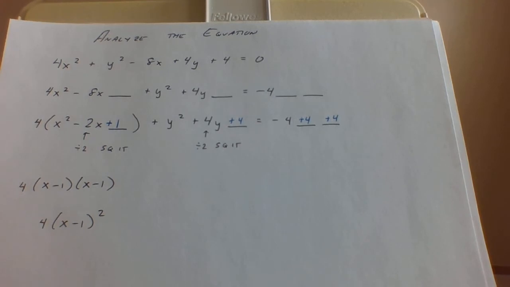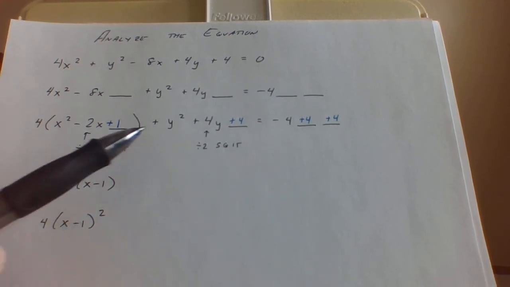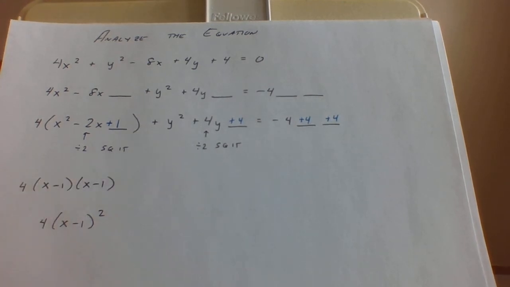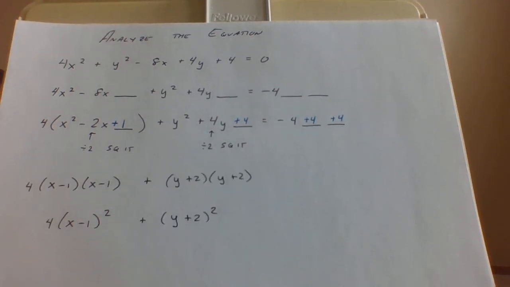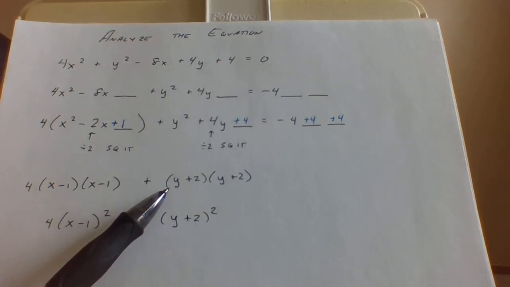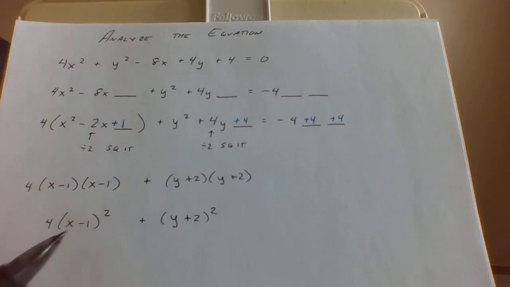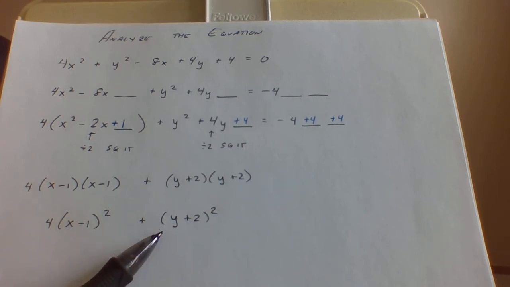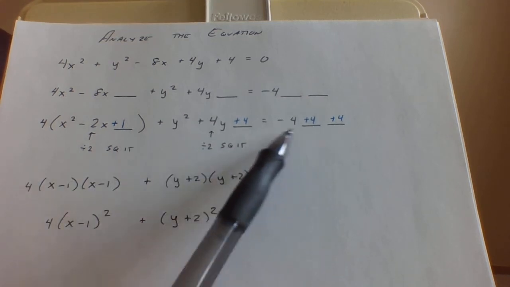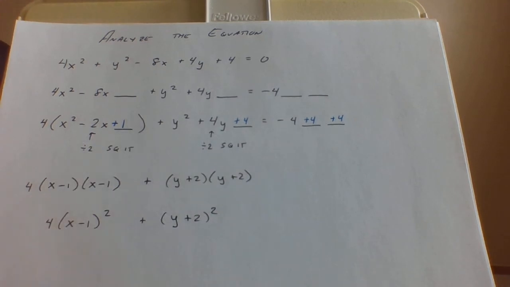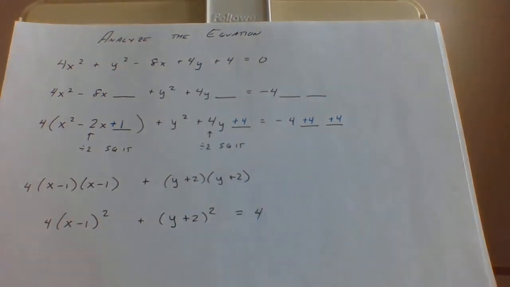Let's go ahead and do the same thing now with our y terms. We want to go ahead and factor this trinomial. That's going to factor into y plus 2 times y plus 2, and I can rewrite that as y plus 2, the quantity squared. And now I can go work with the right-hand side of my equal sign, and combining all my terms here, it's going to give me a positive 4.